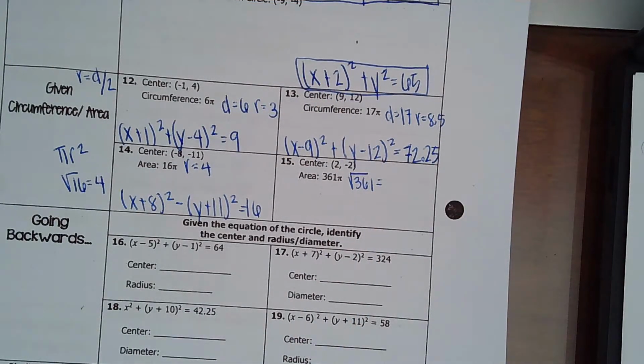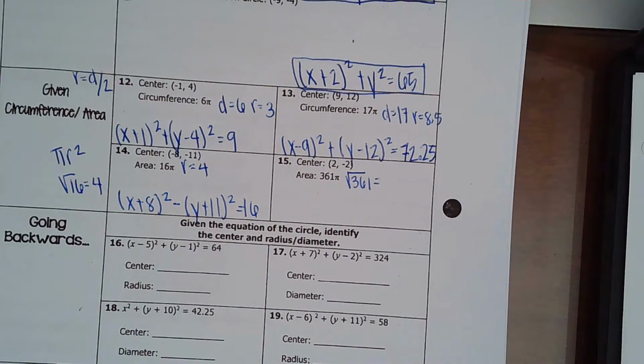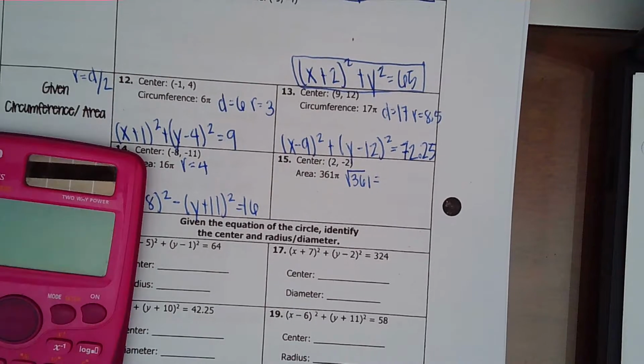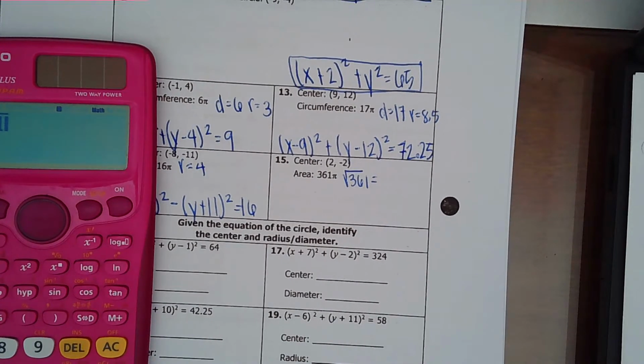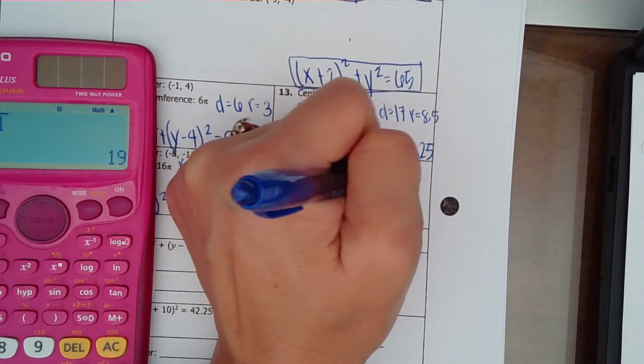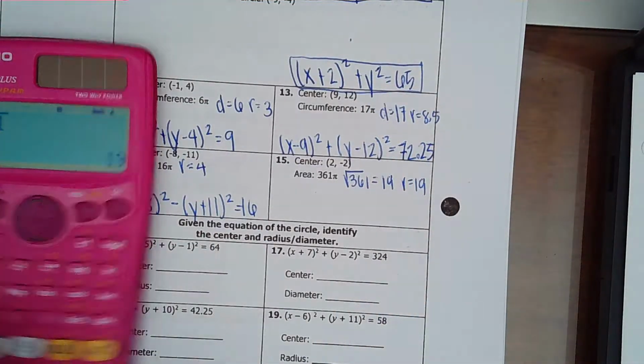is, well, hold on one sec here. Let me get my calculator out. Square root of 361 is 19. So my radius is equal to 19.